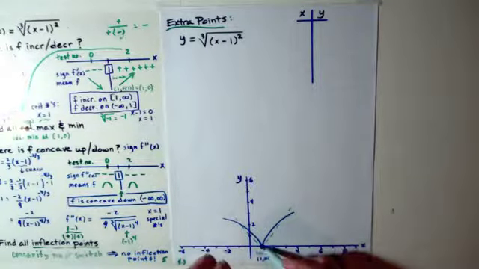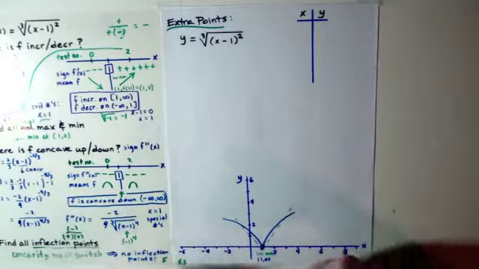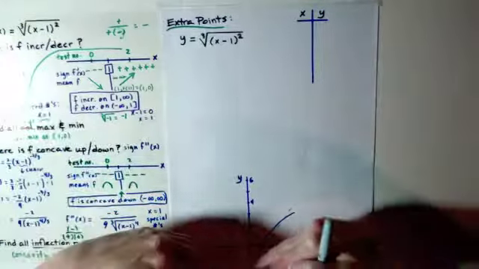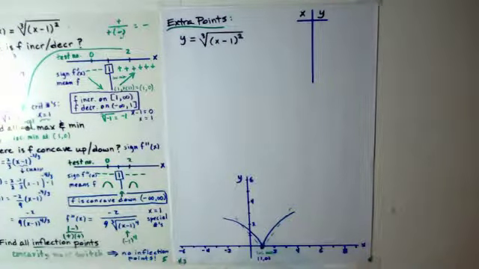I've only graphed 1 point, the local min. So that's probably not enough to know, is this a steep graph that goes up like this? Is it a really wide graph that goes out like this? We don't really know. So we need to put in a few more points.